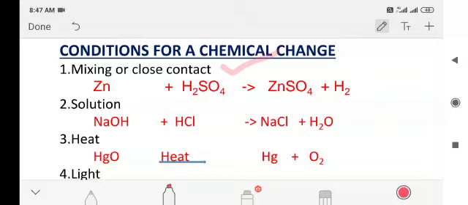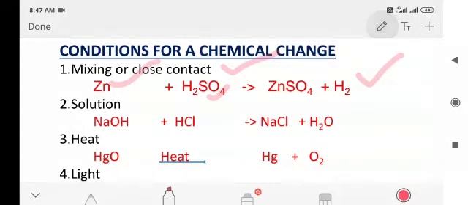In mixing or close contact, for a reaction, substances need to be mixed. Then only they'll start reacting. In the first case, metal zinc reacts with sulfuric acid and forms zinc sulfate, and hydrogen gas is liberated. This reaction takes place only if metal zinc and sulfuric acid are mixed together.